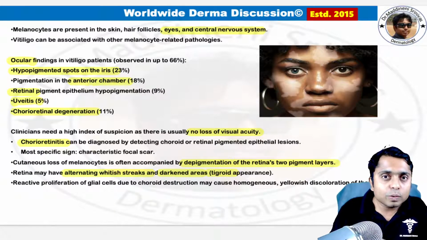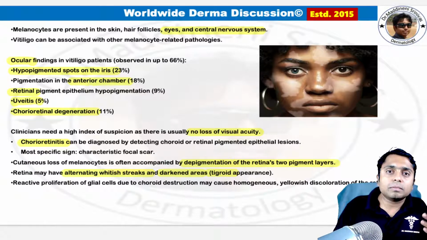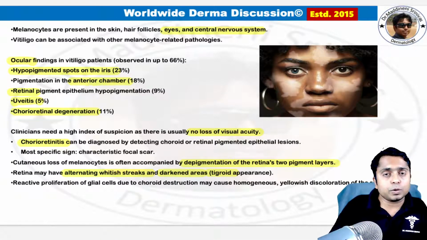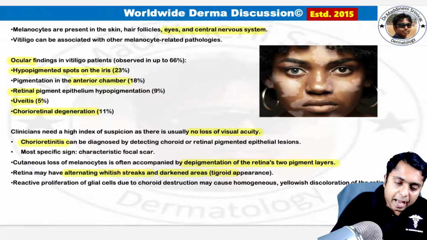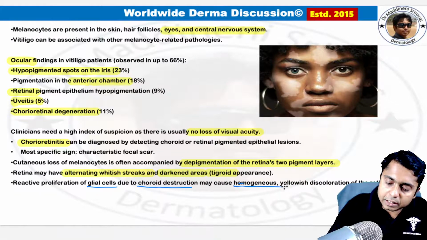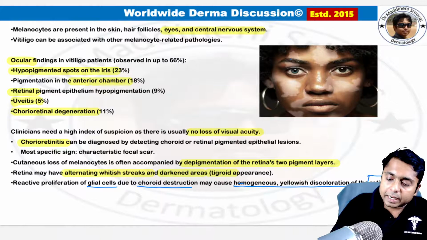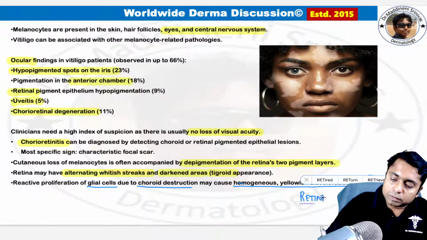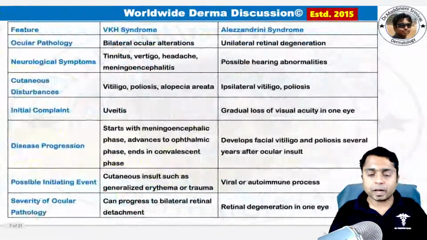This may be an MCQ which you have to answer whenever you attend any of the IJDVL quizzes or any other pharma company based quizzes which you might attend. Reactive proliferation of the glial cells due to choroid destruction may cause homogeneous yellowish discoloration of the retina. So the term here is yellowish discoloration of the retina may be observed.